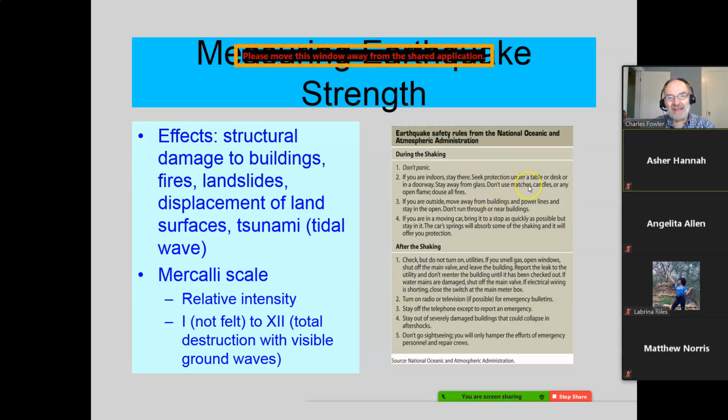Now they say don't use matches, candles, or any open flame. If you've got something going like a fire in the fireplace, put it out. Because a lot of times, and if you'll notice here, it says fires. Why would earthquakes cause fires? Well, mostly this. If you have natural gas lines, and just about every city does, then when you have an earthquake, some of those gas lines could rupture and break. And if you happen to say, oh, the lights went out, where's my matches? You turn them on and then kaboom. You've just lit your whole house on fire, including you.